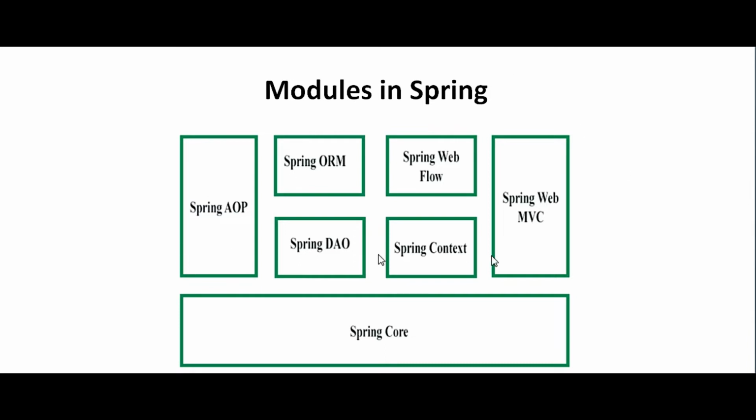This is a very basic diagram showing the modules that come packaged with Spring. So we have Spring AOP, Spring ORM, Spring DAO, Spring Webflow, Spring Context, Spring Web MVC, and Spring Core modules, right? Let's take a look at each of these in detail.